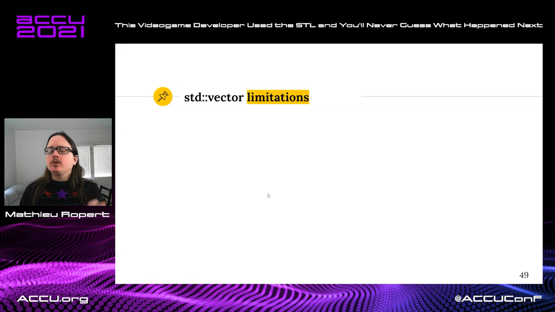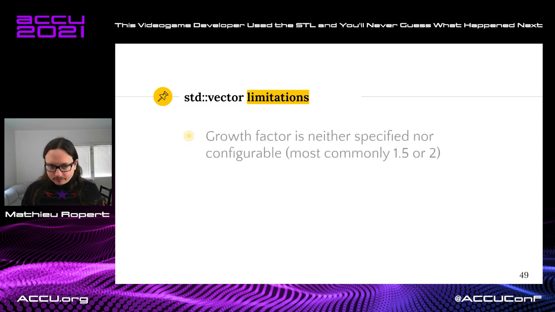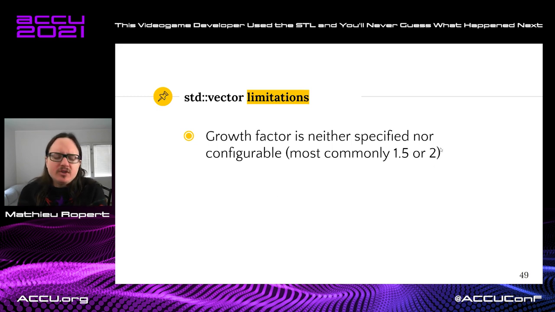If you really start looking, you can start seeing some limitations. Some people argue about the growth factor, which is how much more memory you allocate every time you have to resize. You cannot configure it, and it is not specified by the standard, so it's completely up to your implementation to decide if it's going to be 1.5 or 2, which are the two common ones. For example, I think MSVC is using 1.5. And GCC and Clang are using 2, which means depending on platforms, you may have a growth pattern of your reallocation that is a bit different. And in some cases, that is really something that you don't want to observe.